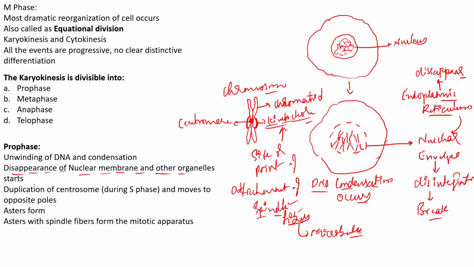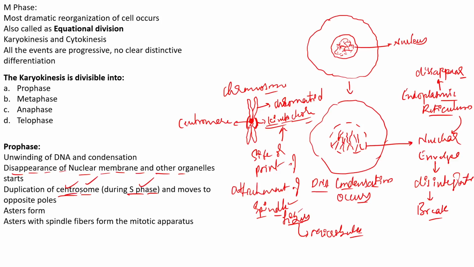Also, we can see that the duplication of the centrosome has occurred during the S phase. Some textbooks mention that the centrosomes duplicate during prophase only. But in the general context, more accurately speaking, the centrosomes have duplicated during the S phase itself. We also know that S phase is the stage where DNA synthesis or DNA duplication occurs, right? So along with the DNA duplication, the centrosome also duplicates.